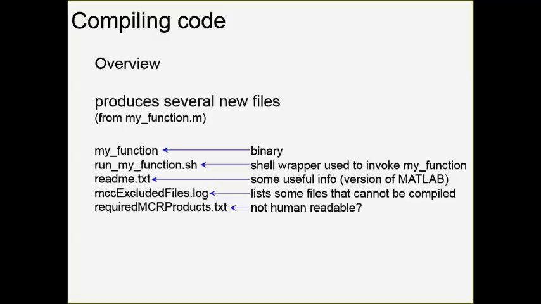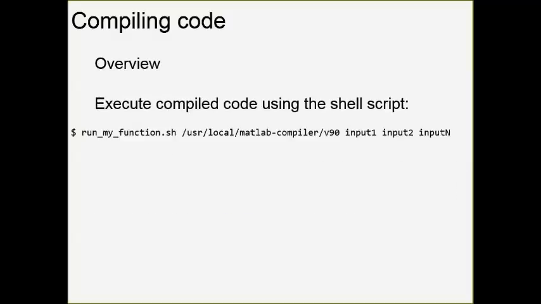Okay. So now you've got this thing compiled. How do you actually call it? How do you execute it? Well, you're going to call that shell script that was generated, the one called run_myfunction.sh. And then you're going to give it some input arguments. The first argument is going to be the location of the MCR, the MATLAB component runtime, which is the product that MATLAB puts out that makes this code run without MATLAB.